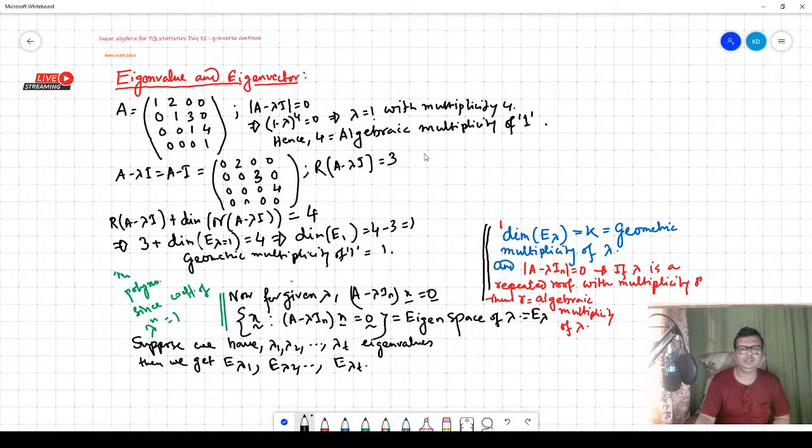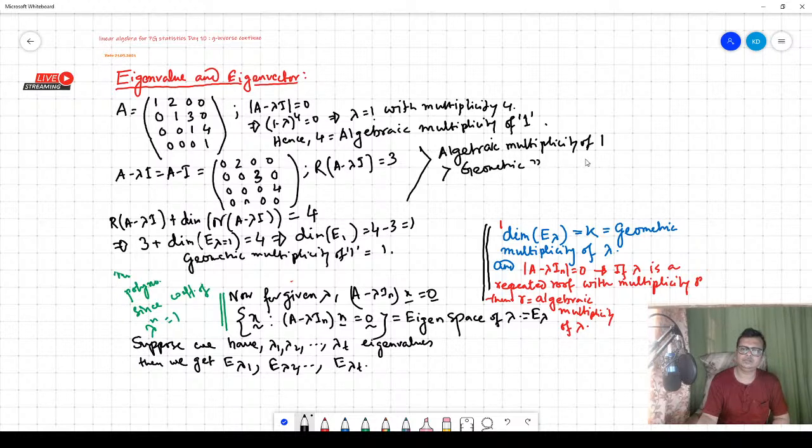So from this example we see that the algebraic multiplicity of 1 is greater than the geometric multiplicity.